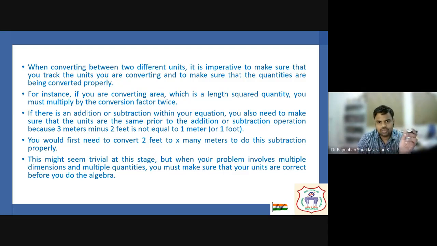That way, when you are converting, we have to use that conversion factor maybe 2 times. Also, if there is an addition or subtraction within our equation, we may also need to make sure that the units are the same prior to addition or subtraction, because we cannot make it 100 meters plus 100 centimeters plus 100 mm as a 300 some other random unit, right? So that is not the way.